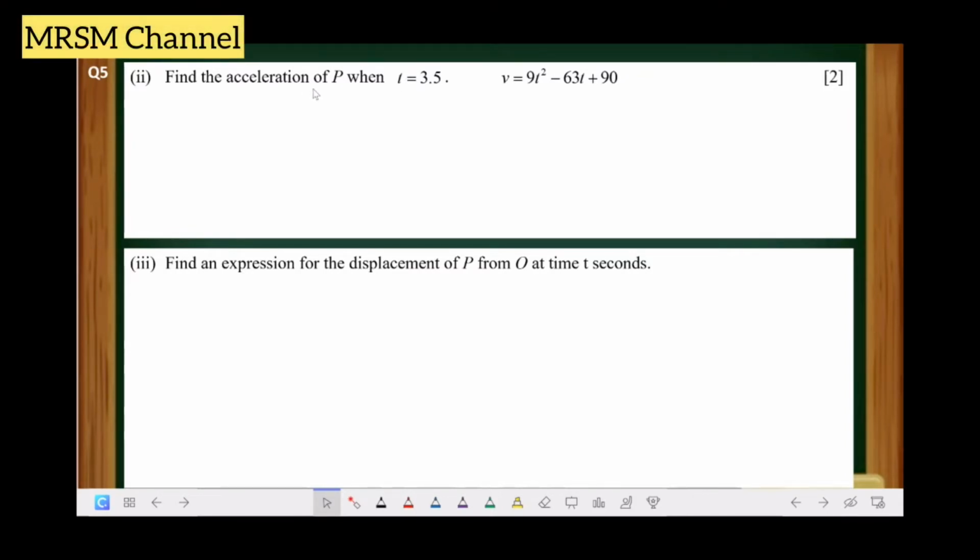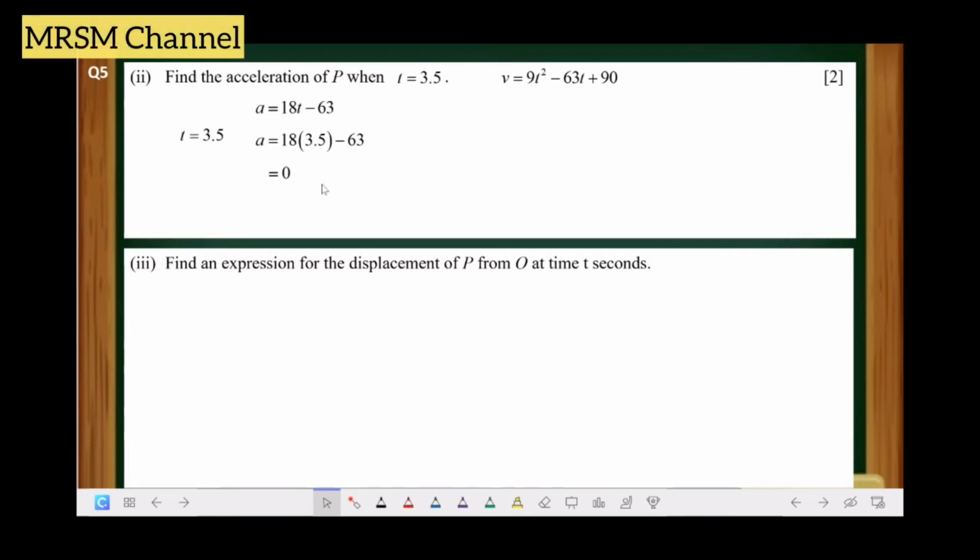acceleration. So acceleration from velocity, we differentiate v. 9t square dapat 18t. Negative 63t dapat negative 63. Okay, so bila acceleration kita nak cari tu when t is equal to 3.5, so you just put 3.5. So a is substitute 3.5 into t dekat sini, jadi a is equal to 0.